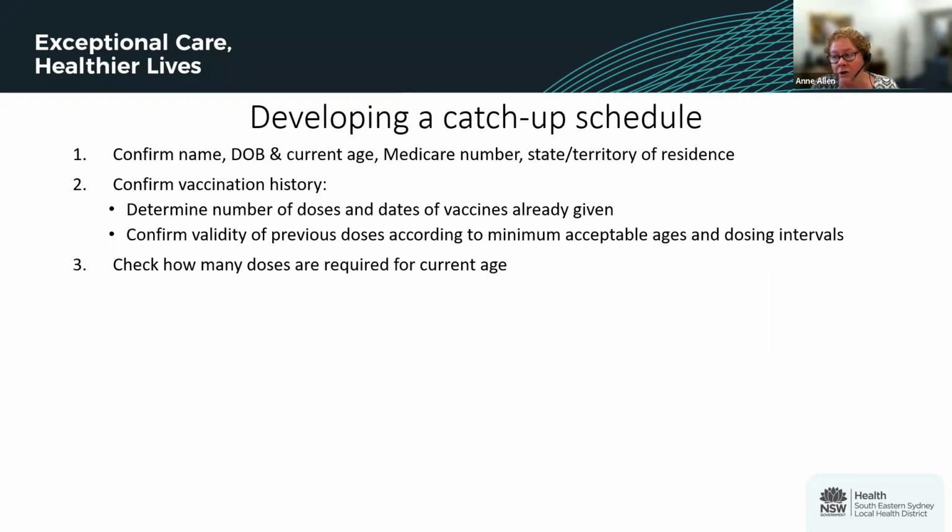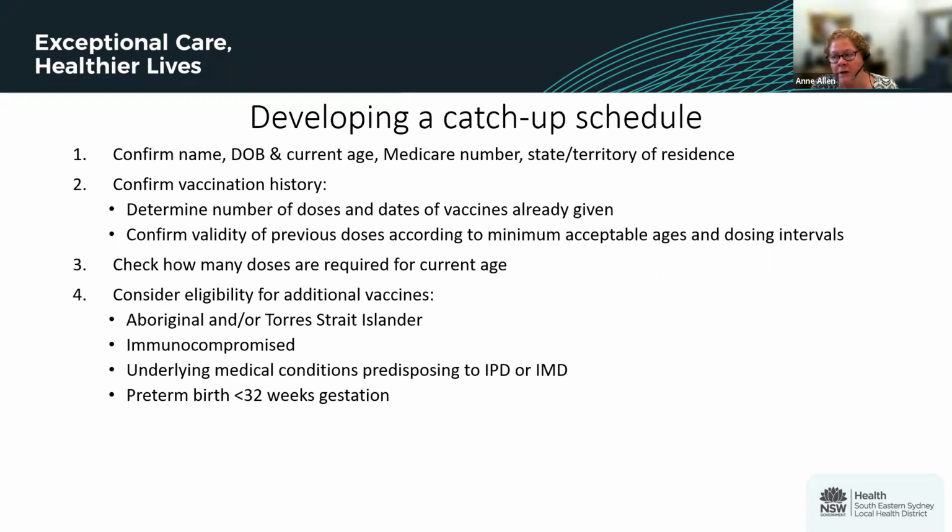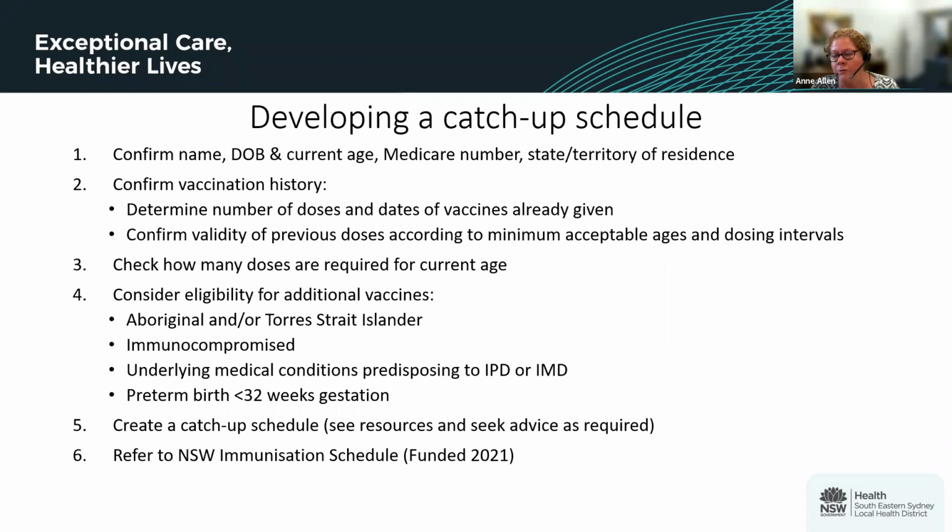Check how many doses are required for the current age. Consider eligibility for additional vaccines, so that is Aboriginal or Torres Strait Islander, immunocompromised, underlying medical conditions predisposing to invasive pneumococcal or invasive meningococcal disease, or preterm birth that's less than 32 weeks gestation. And then you create a catch-up schedule using the resources that we've got listed here for you. And you refer to the New South Wales immunisation funded vaccinations to see if they're free or not.